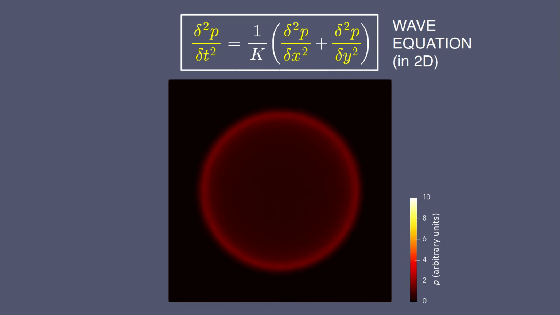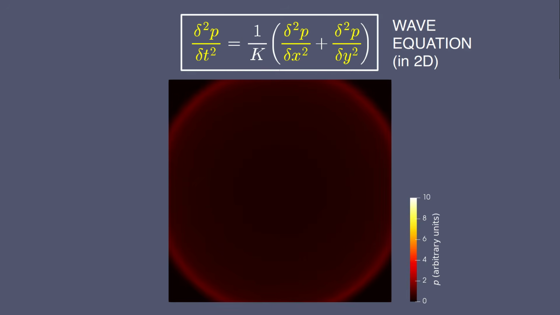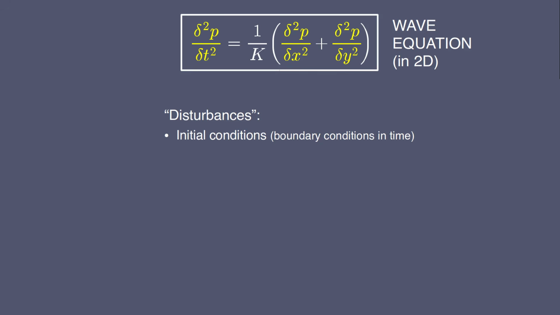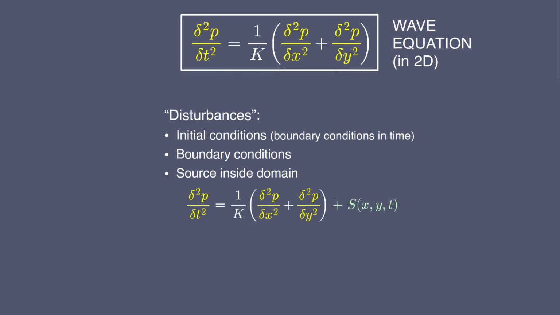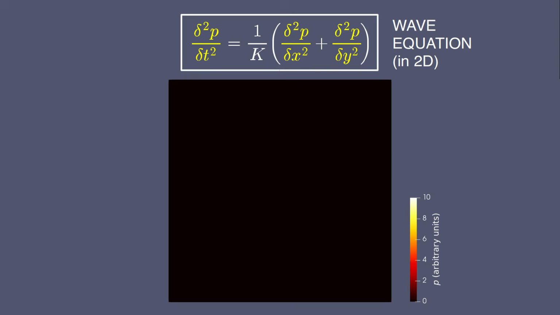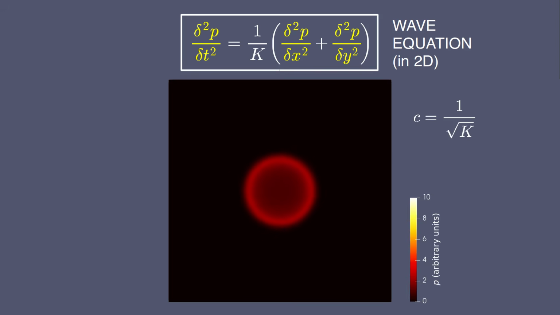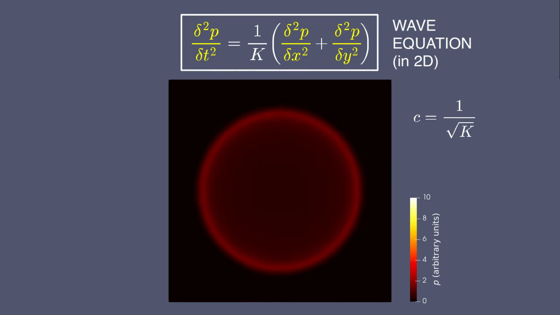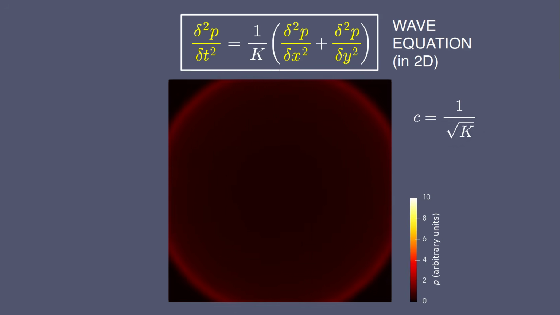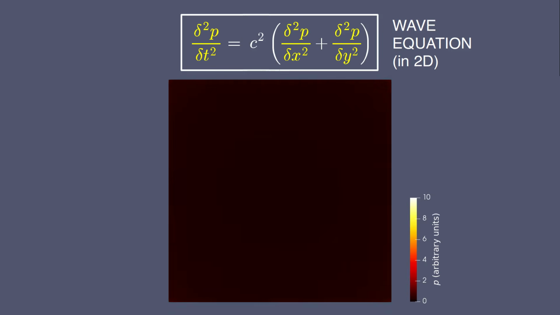What exactly do I mean by a disturbance? I mean some forced non-zero value. It could be from initial conditions at some initial time, it could be from the boundary values, or it could be a source inside the domain. The disturbance propagates outwards at a speed c equals 1 on square root of k, so we'll replace 1 on k in the equation with c squared, which is now how the wave equation is usually written.